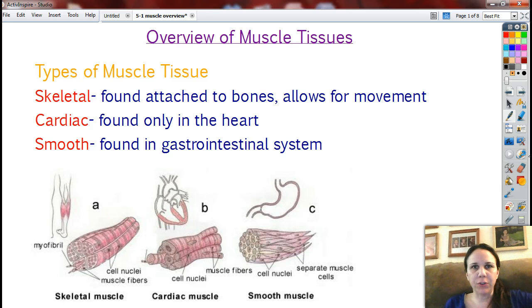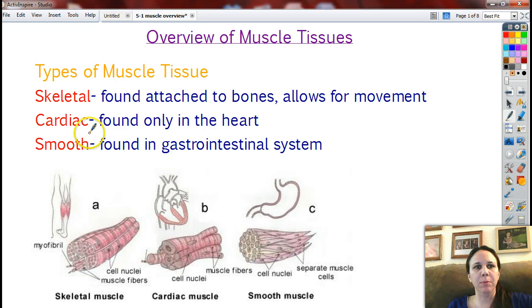So let's first take a look at our three different types of muscles. We've got right here our three different types: skeletal, cardiac, and smooth. Skeletal muscles are the ones that we usually think of when we think of muscles, because they're the ones that account for the physical appearance of our body. They also help us move and talk and walk and do all sorts of things. They're usually attached to bones. There's a few examples where they're not attached to bones, but we'll say 99.5% of the time they are attached to bones and they allow for movement.